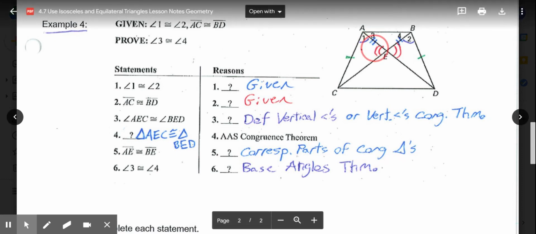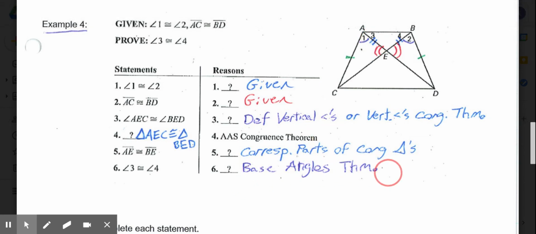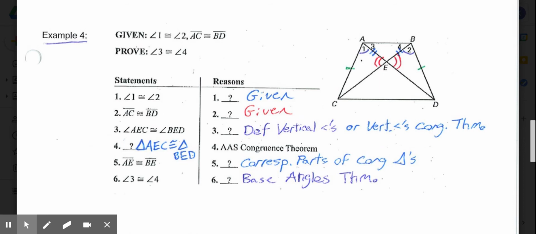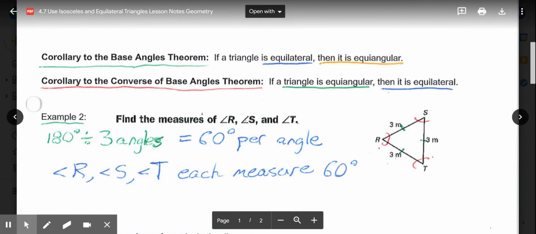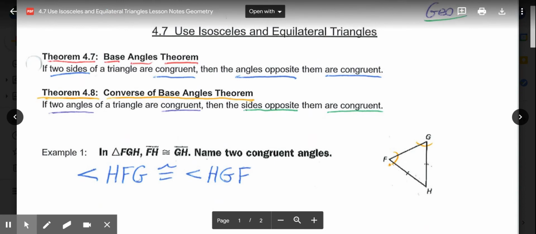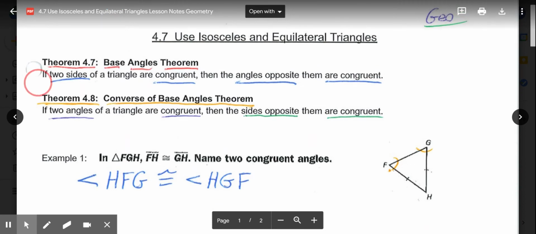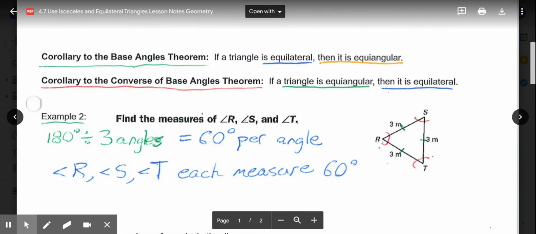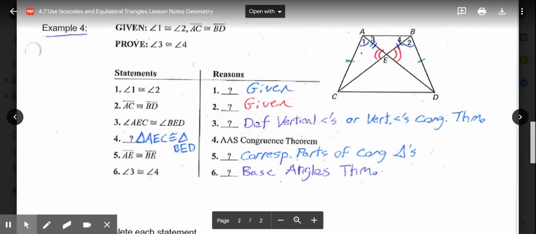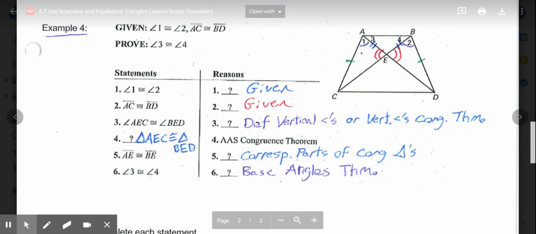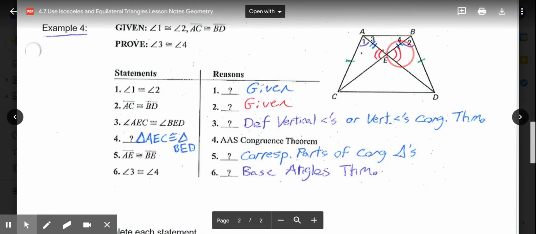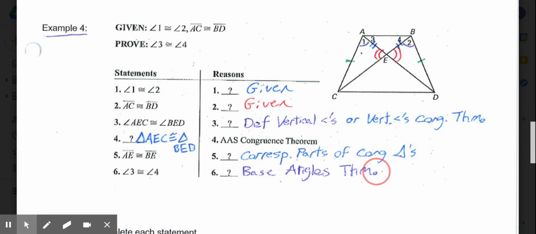And based on these two sides being equal, we can use the base angles theorem, or the converse of the base angles theorem. Which one would it be? Well, we know the sides. We're trying to find the angles. So we're just using the regular base angles theorem. So because we know that these sides are congruent, we know their opposite angles, 3 and 4, are congruent based on the base angles theorem.